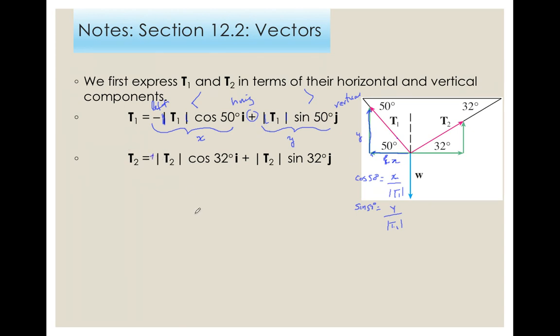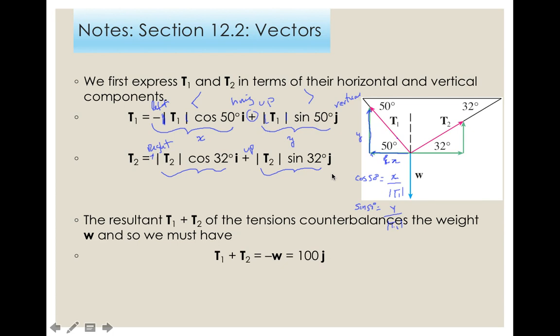So notice right and up, left and up, horizontal and vertical. So what am I going to do with that information? If you add those tensions, they counterbalance that weight. So notice how I've represented the weight here with a vector going down. Do you see that right here? This vector, the weight pulling down, hanging from these two wires that are counterbalancing its weight.